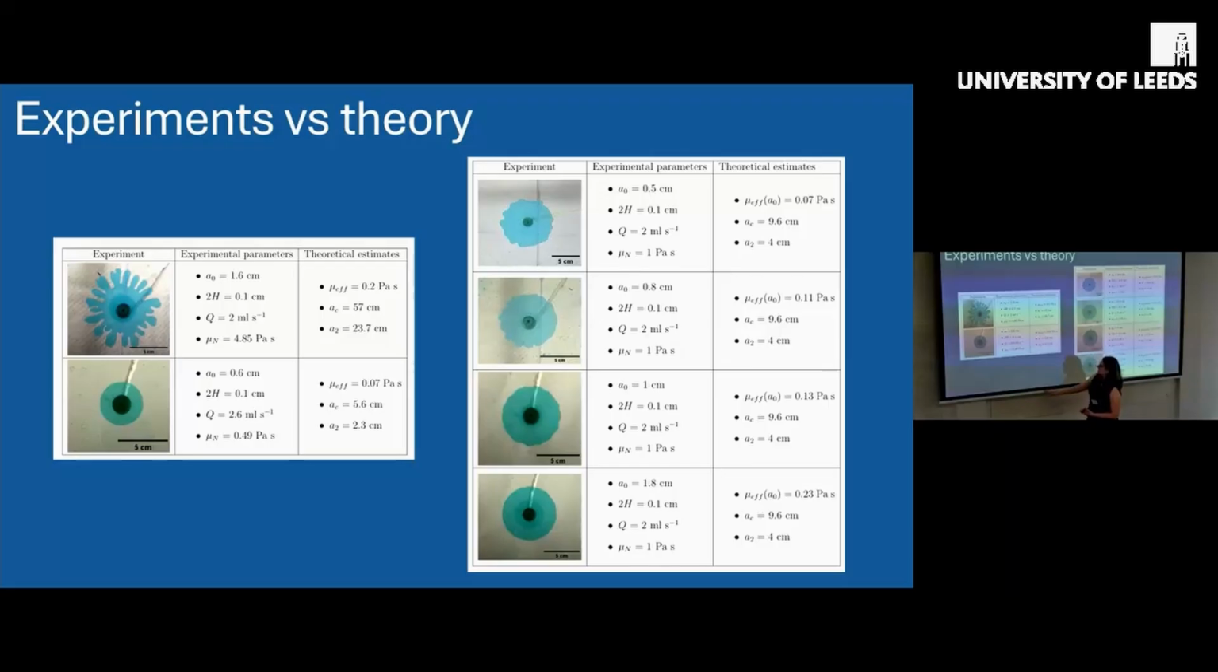Okay, so then in the next experiment, I wanted to get an initial injection radius that was much smaller than what was determined theoretically, but still show that there were no instabilities.